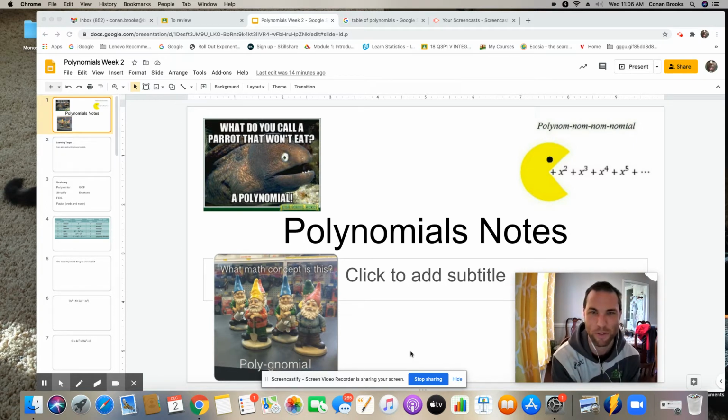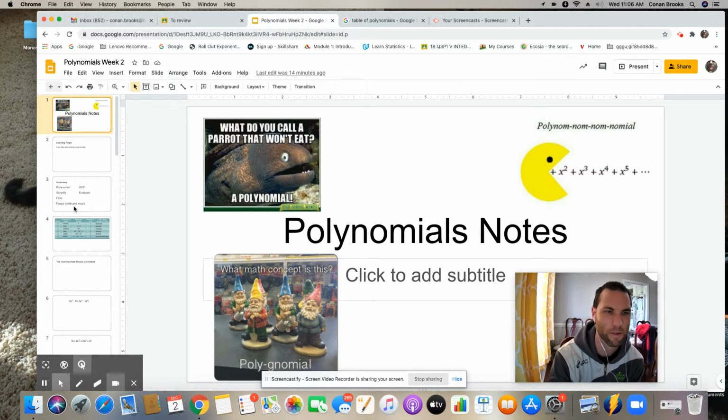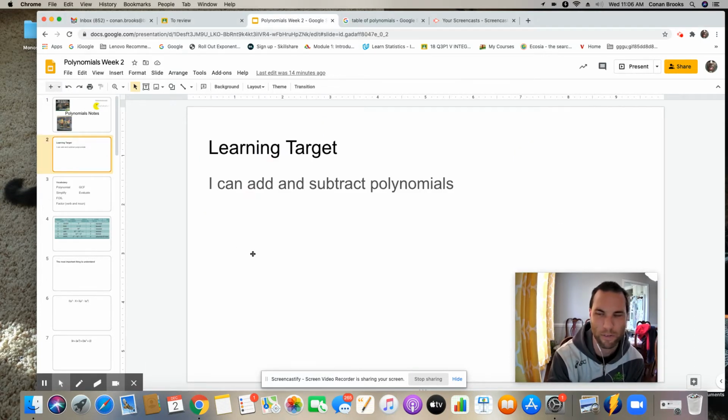Today I'm going to go over the polynomial notes, and we're going to do some polynomial vocabulary, and we're also going to add and subtract polynomials. This will be the first part of the polynomial unit. And the learning target for today is I can add and subtract polynomials.